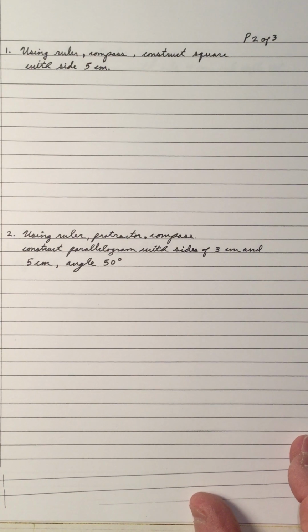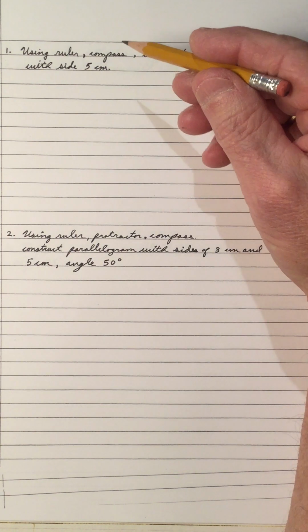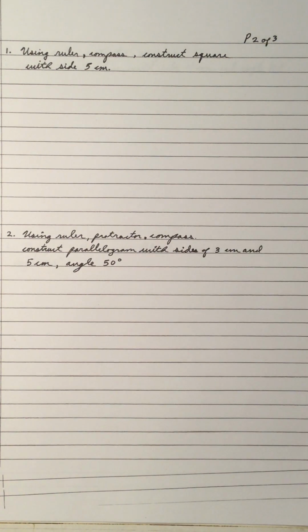Quadrilaterals are four-sided figures, which could be a normal four-sided figure with no sides or angles equal, or we could have a parallelogram, square, rhombus, or a trapezoid, or we could have a kite. So let's do number one. Using a ruler and compass, construct a square with a side of 5.